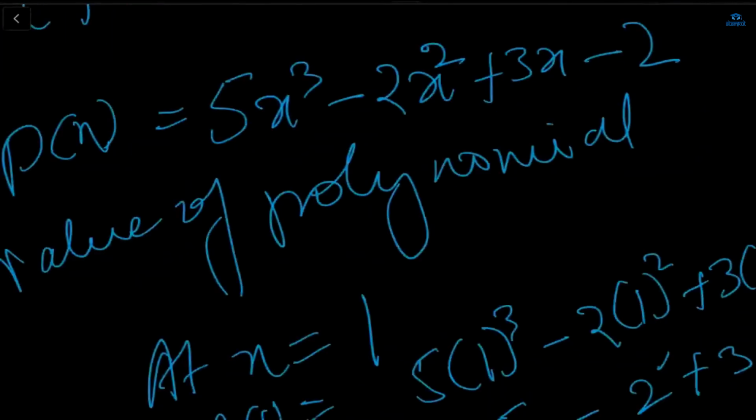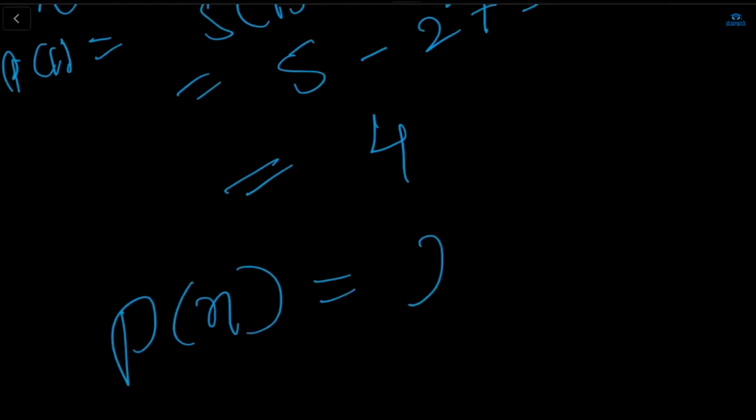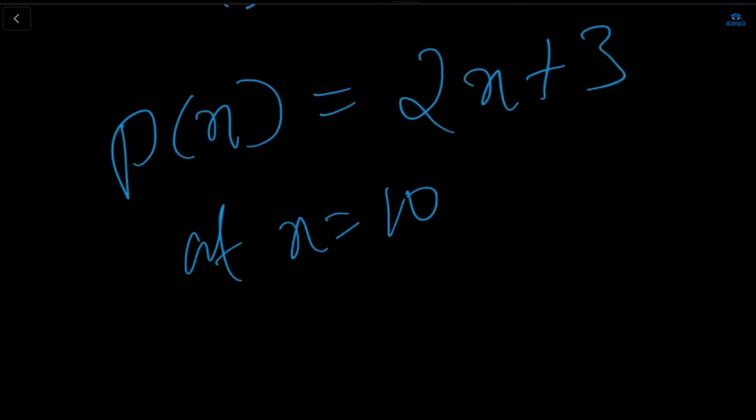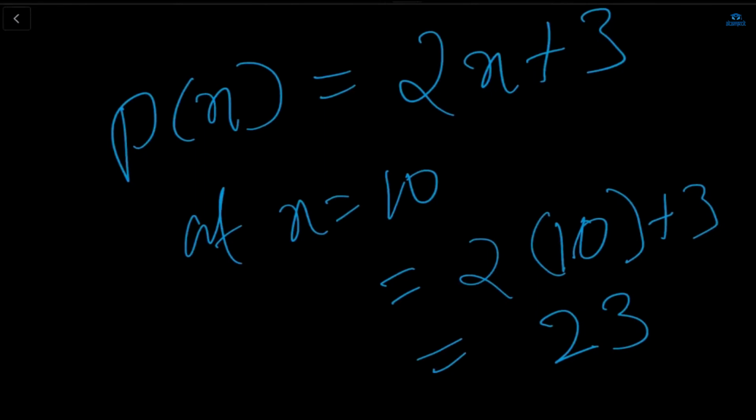Now you may treat another simple polynomial, like if I'm asking you 2x plus 3, this is a polynomial. Now you have to find out the value of this polynomial at x is equal to 10. It will be 2 multiplied by 10 plus 3, 23. Yes, 23. So this is the value of the polynomial at x is equal to 10.